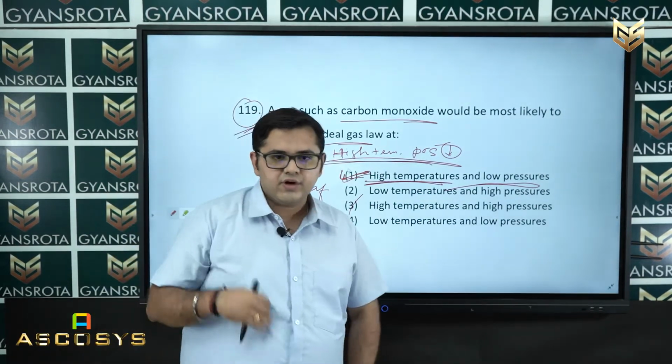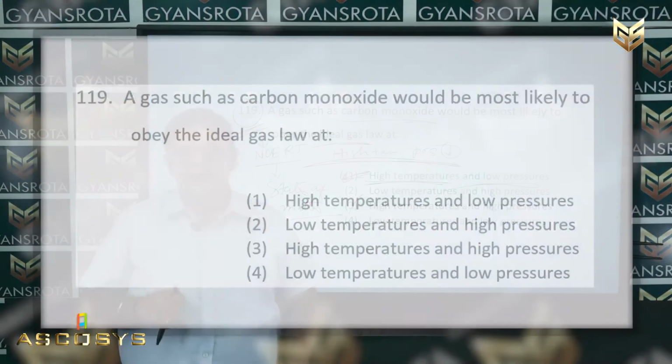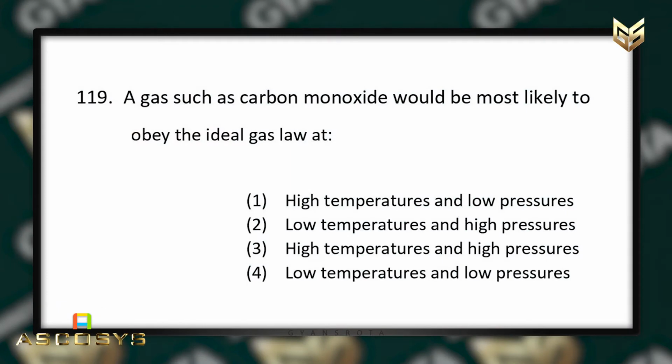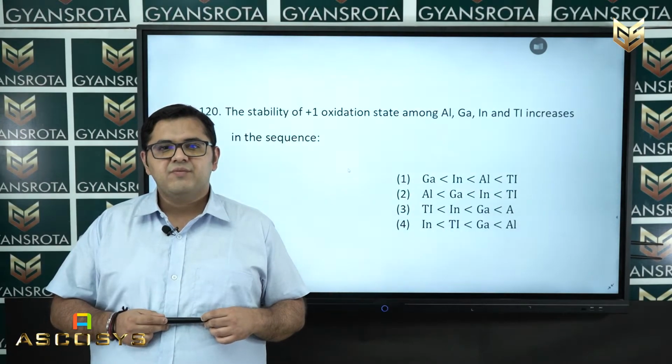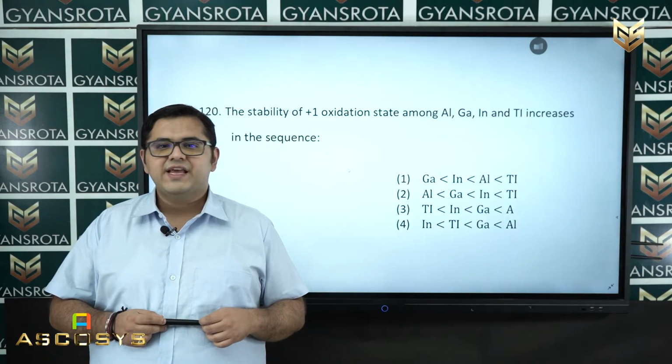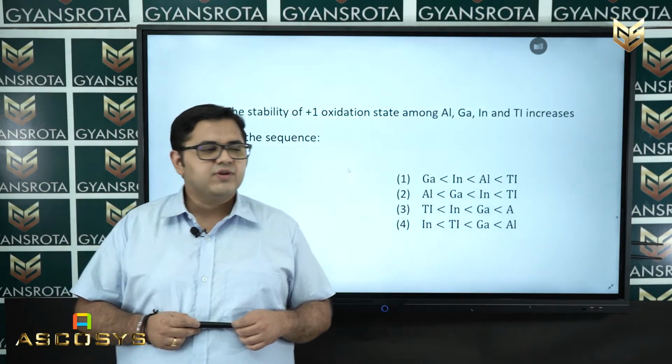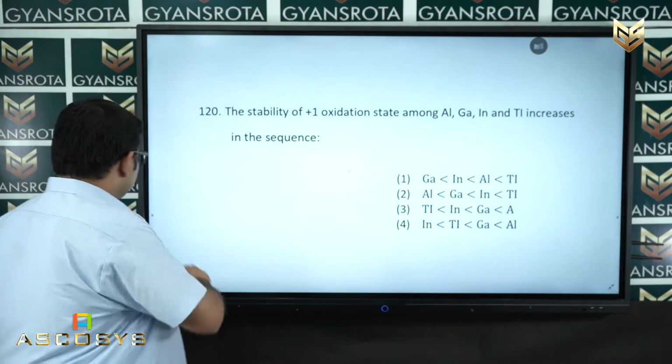Now we are moving to the next question, question number 120. Question number 120 is on your screen. The stability of +1 oxidation state among aluminum, gallium, indium and thallium increases in the sequence. This question comes from the s and p block elements chapter of your class 11 NCERT. Now we are moving to the solution part.